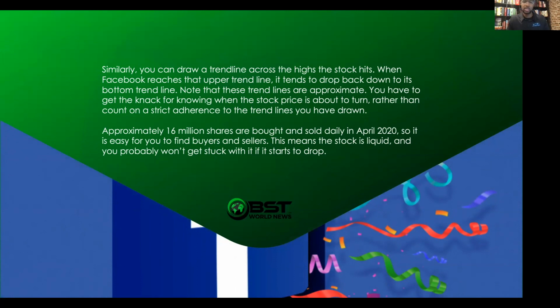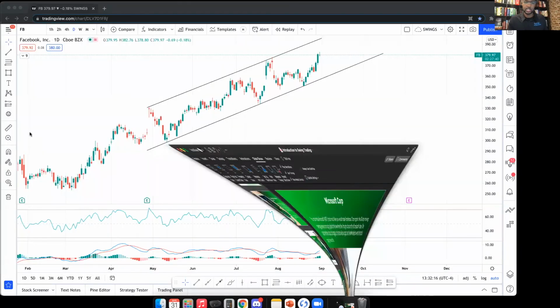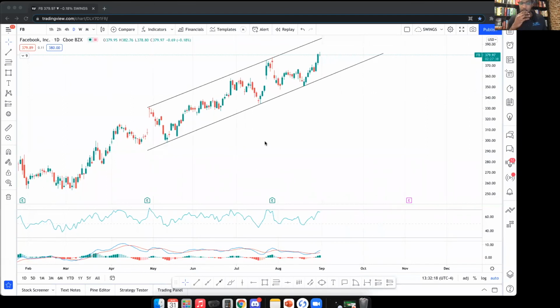Approximately 16 million shares are bought and sold daily in October 2020. So it is easy for you to find buyers and sellers. This means the stock is liquid and you probably won't get stuck with it if it starts to drop, all right? So we have a few more stocks that we're going to go into as examples, but we just want to make sure that you guys understand exactly what swing trading is and how to respond.